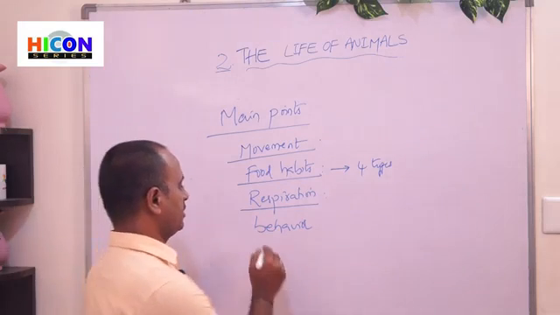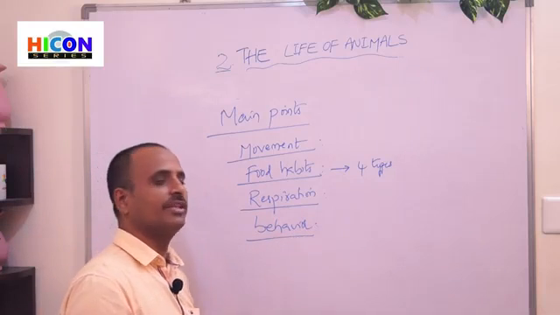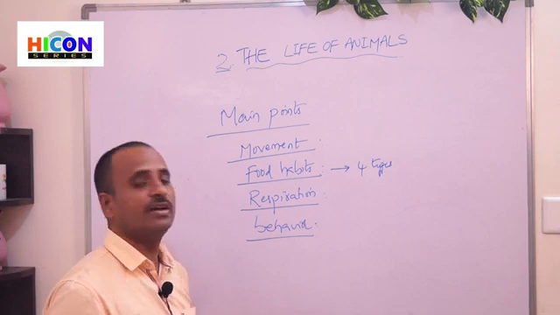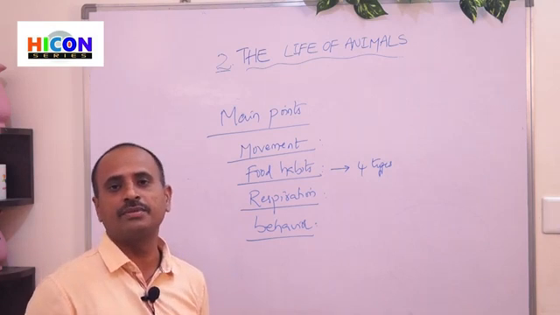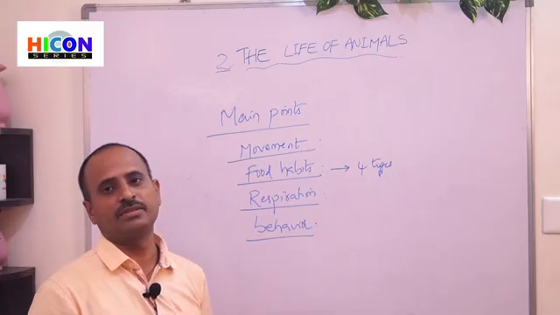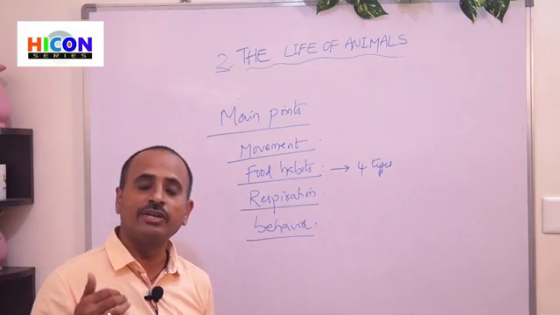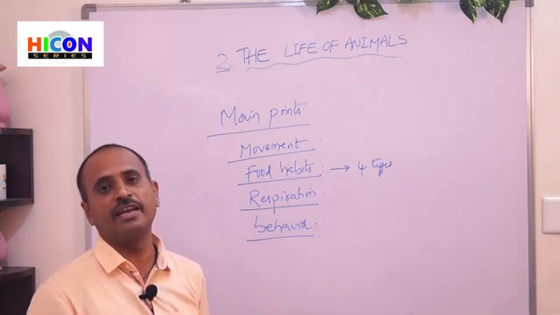And animals are also different in their behavior. Based upon their behavior, the animals are again classified into two types, that are diurnal animals and nocturnal animals. Diurnal animals means the animals which are active during the daytime only are called diurnal animals.